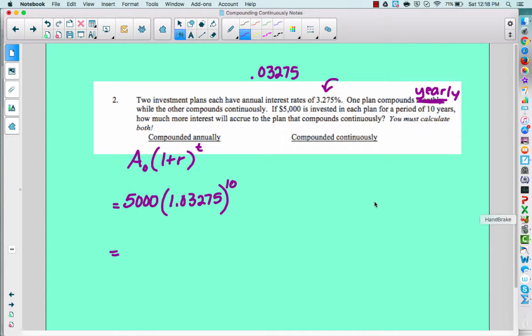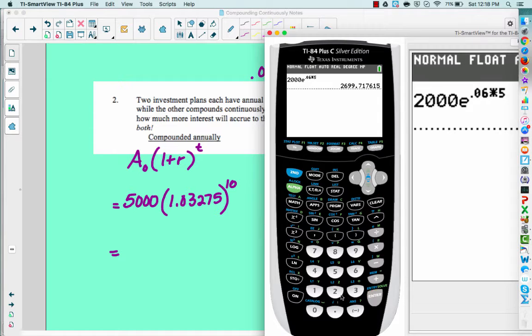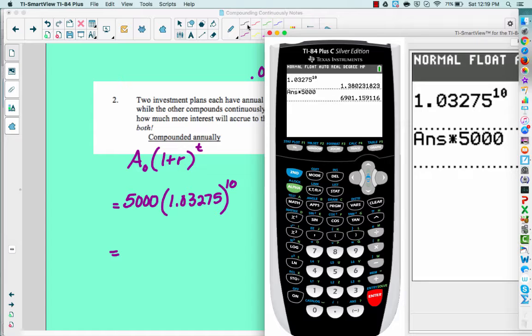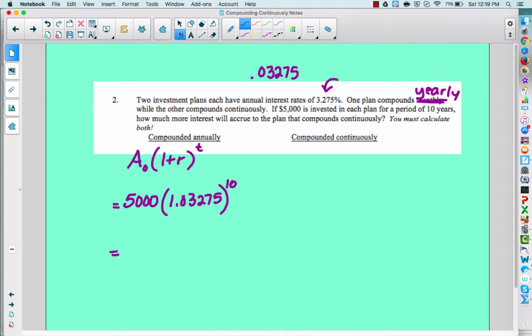We grab the calculator, and I'm going to do 1.03275 raised to the 10, and I know I'm doing it separately, but times the 5,000. After 10 years, we're going to have in the account $6,901.16. So we've made $1,901.16 in interest. All right, let's look at compounding continuously.